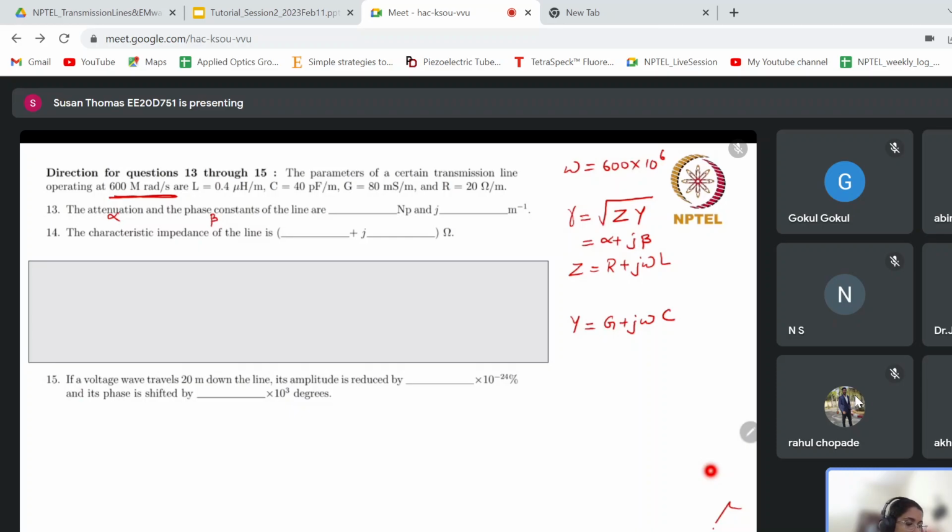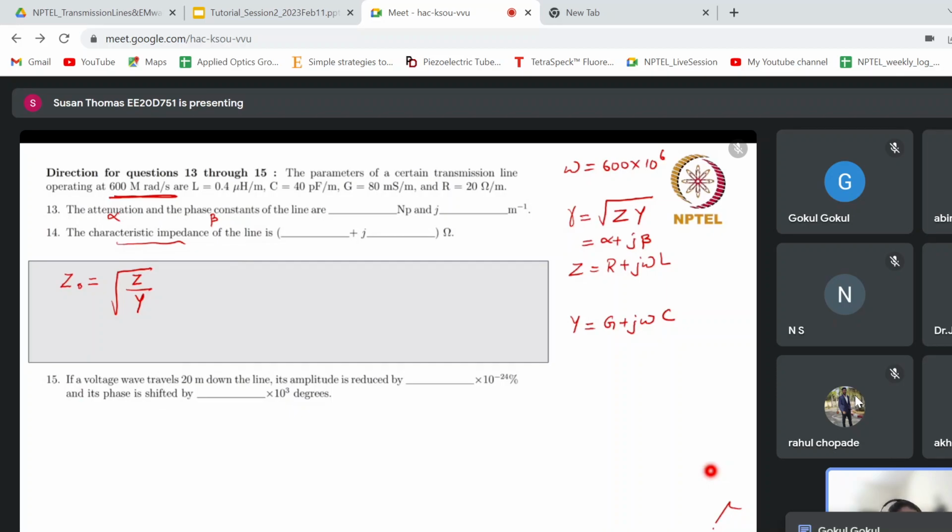And to look at the second part of this question, the characteristic impedance Z0 is root of Z by Y. Once you get the answer, if it is a complex, it's a complex impedance. If it is real, it's a real impedance, I mean, it's a characteristic resistance. If it is particularly a complex impedance, we call it a characteristic impedance.